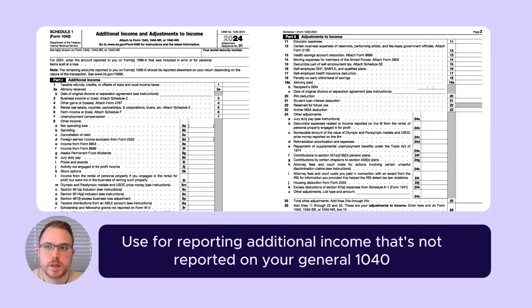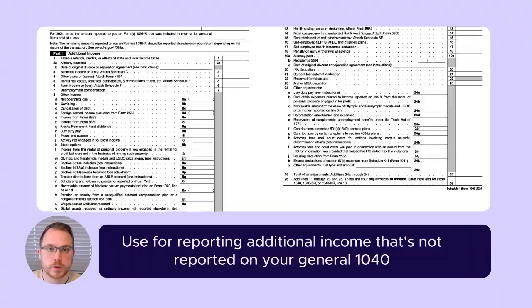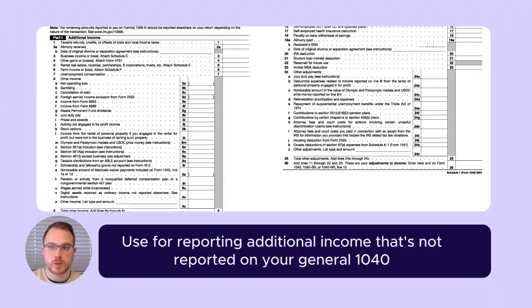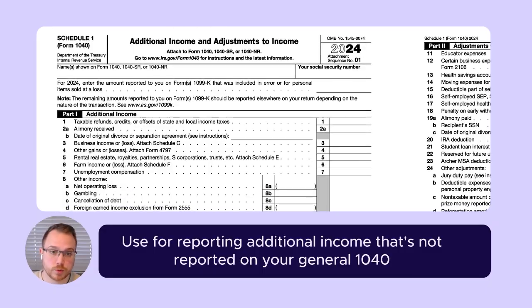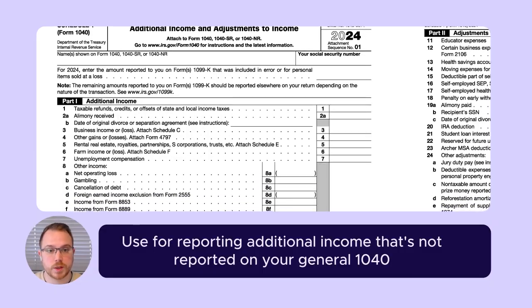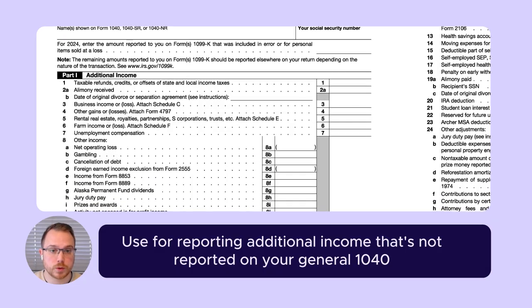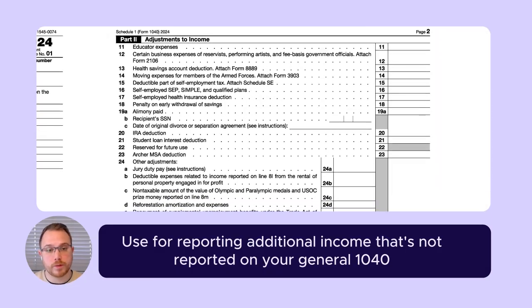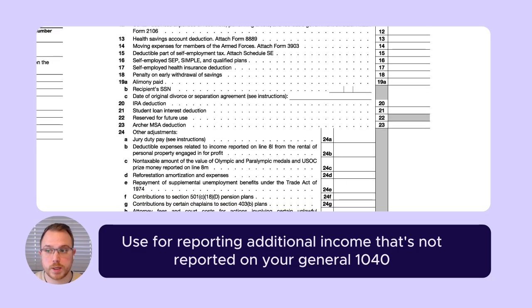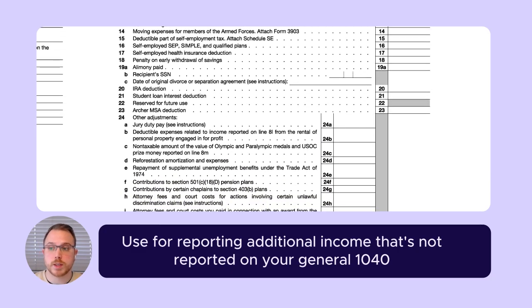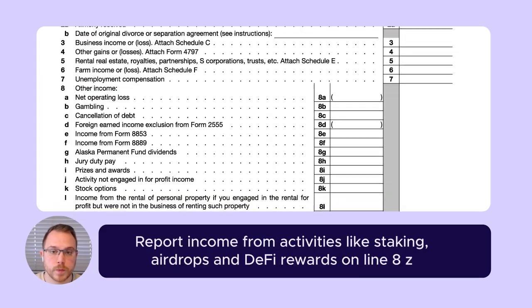Today, I just want to briefly explain Schedule 1 of Form 1040 for your tax return. So, Schedule 1 is where you report all of your additional income that's not reported on your general 1040. So, if you receive a W-2 from your employer, that'll be reported on your general 1040 tax return. But if you have any additional income that wasn't reported on your W-2, that would be included here on Schedule 1. So, you can see there's many different lines and different areas to put income.